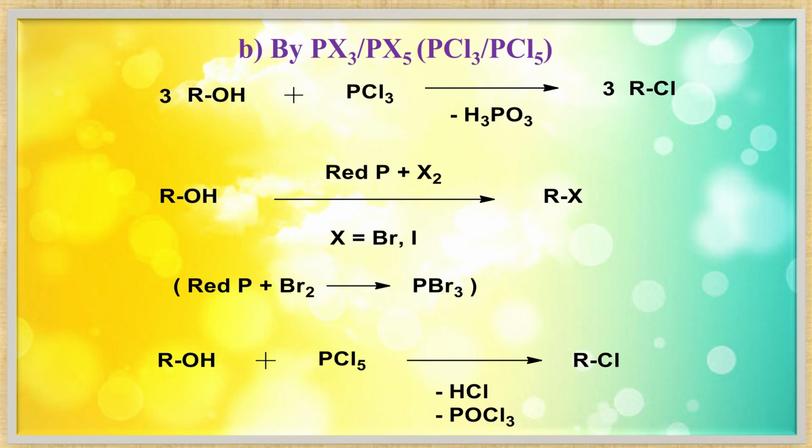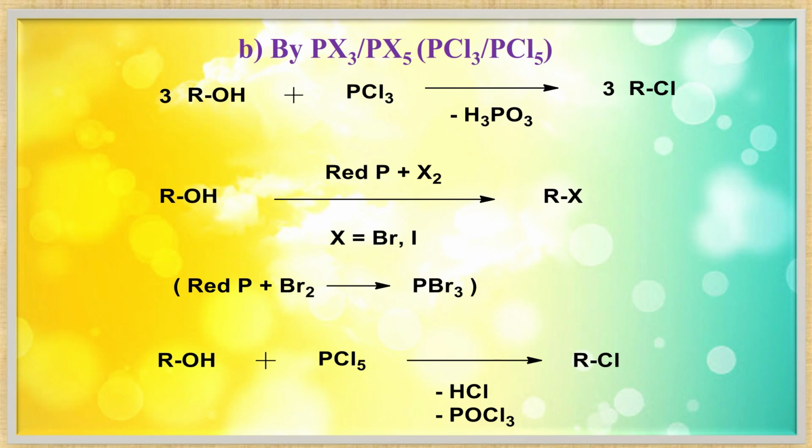Remember students, PX3 means PCl3, PBr3. Sometimes you may also use red phosphorus and halogen, red phosphorus and chlorine, red phosphorus and bromine. But remember, in PX3, X may be bromine, chlorine or iodine, but normally when we are reacting with PCl5 and when you react with PCl3, they react differently.